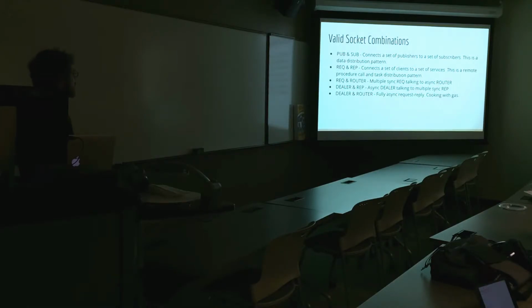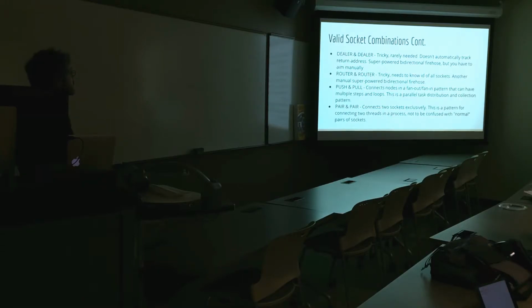You can combine a req and a router, and so you can think about a router like a server, where you have a bunch of clients who are interested in only asking for one thing at a time. The server can serve a bunch of clients at the same time. Dealer and rep: you could think of it as the flip of that, where you have a client who's super chatty, and then maybe there's a bunch of things that they're talking to, but each thing can only do one thing at a time. And then there's dealer and router, fully async request-reply. You don't have to go in any order. You can send from one to the other. Although there are some caveats with that. If you're going to use a router, you have to know the address of the dealer that you want to send it to.